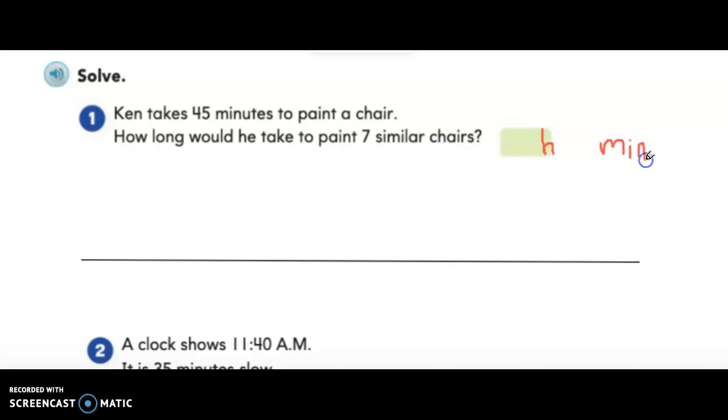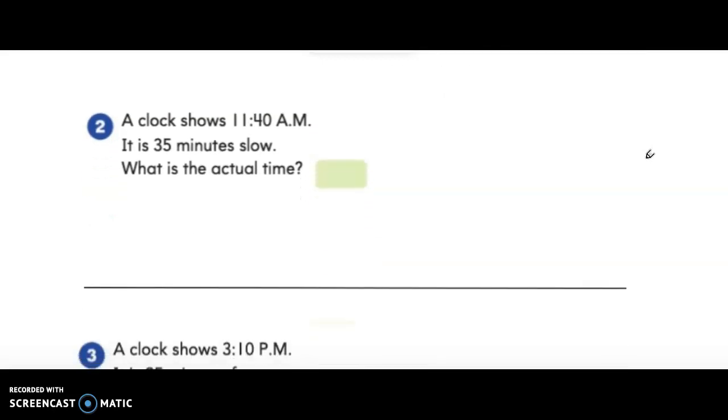And then for the next one, a clock shows 11:40 a.m. It is 35 minutes slow. What is the actual time? So if it's slow, that means the clock is behind.